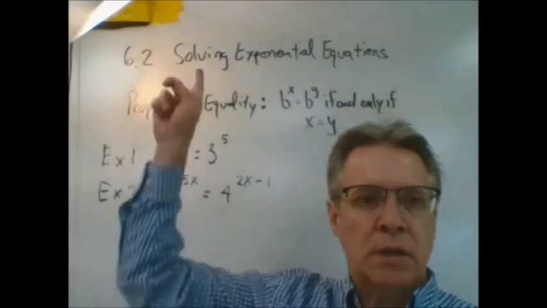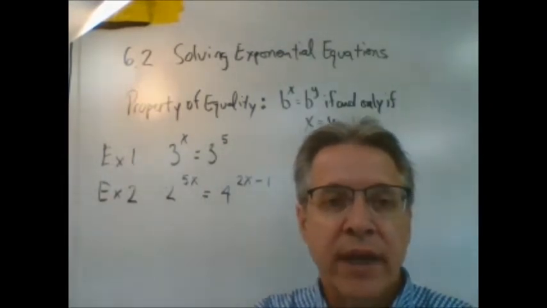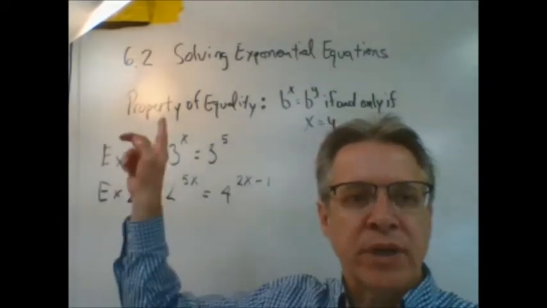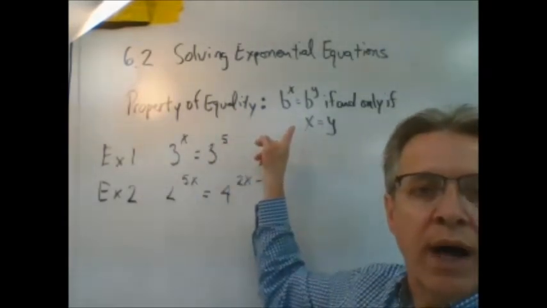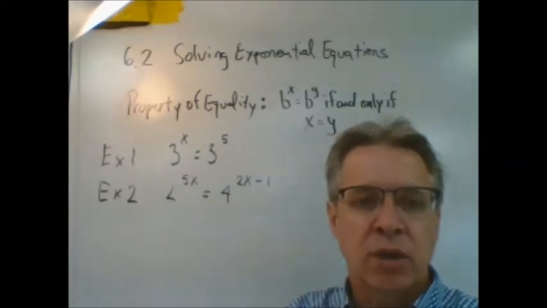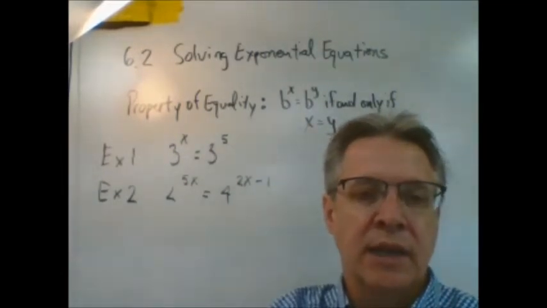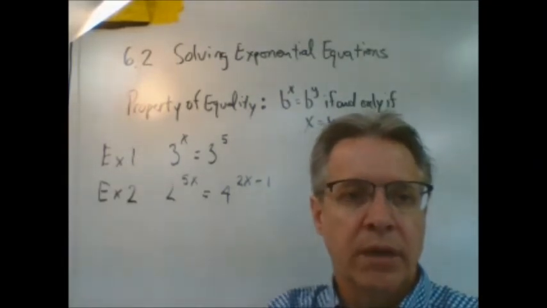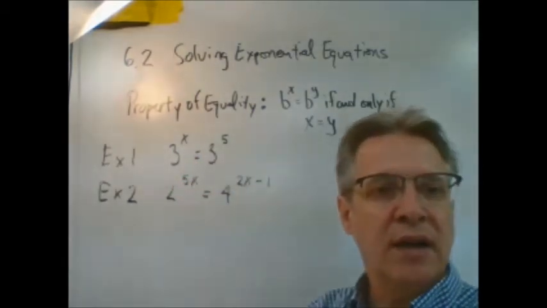This section is called Solving Exponential Equations, and they're very simple exponential equations, and they center around this property of equality that states that b^x equals b^y if and only if x equals y. And so I have some examples. I'll do 3 examples for you today and then let you try some problems and see if you can do them. So the first example is 3^x equals 3^5.